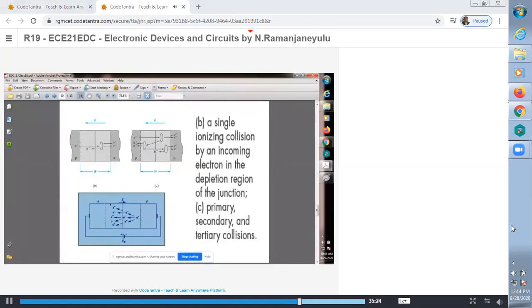This type of avalanche multiplication is possible only at higher voltages, from a few tens of volts to thousands of volts. Only then does carrier multiplication take place, due to high kinetic energy.